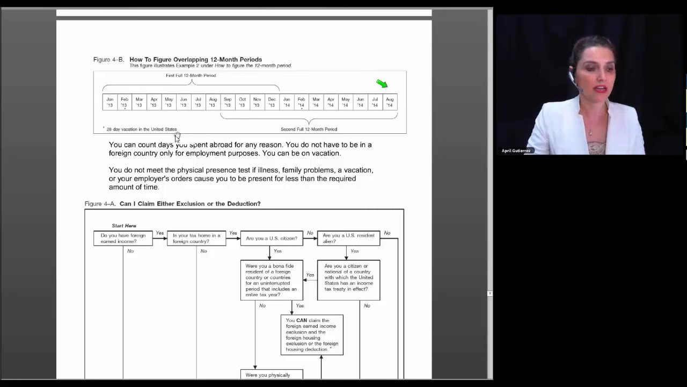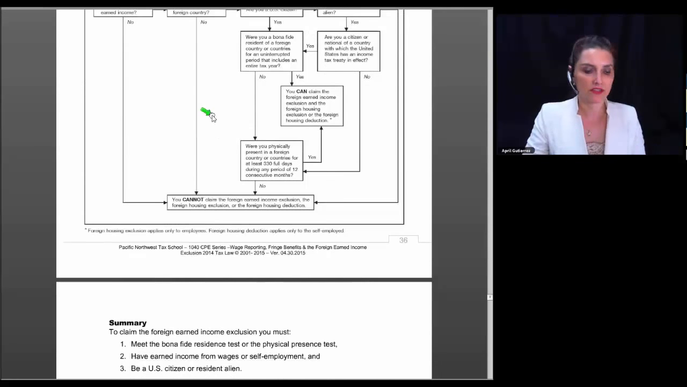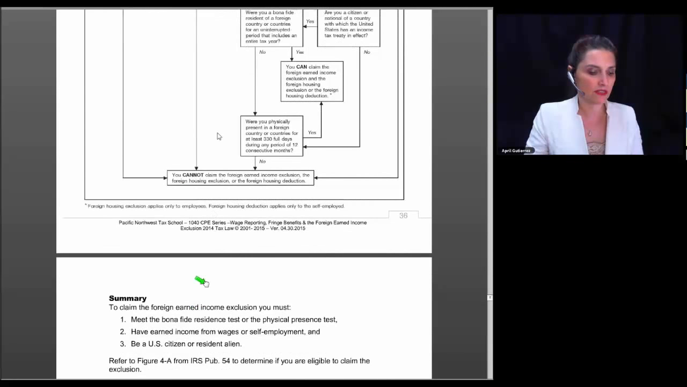You've got a 330-day out of 365-day period when you're straddling 2 years. And so for 2013, you would be able to exclude based on income earned in these months, or a formula using these months, and then in the next year you would be able to use these months. There is a flow chart that you can use to see if you qualify for the foreign earned income exclusion. It essentially applies the rules I've been explaining.